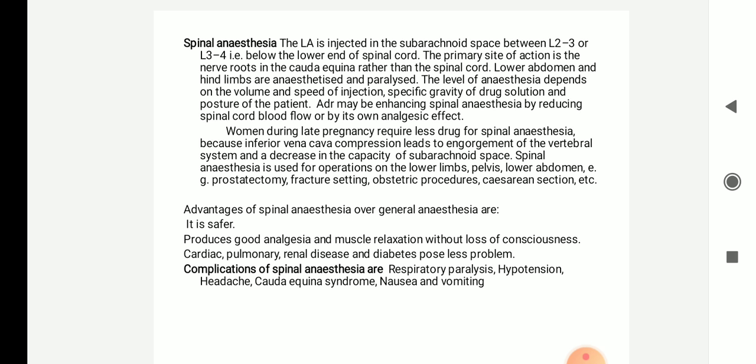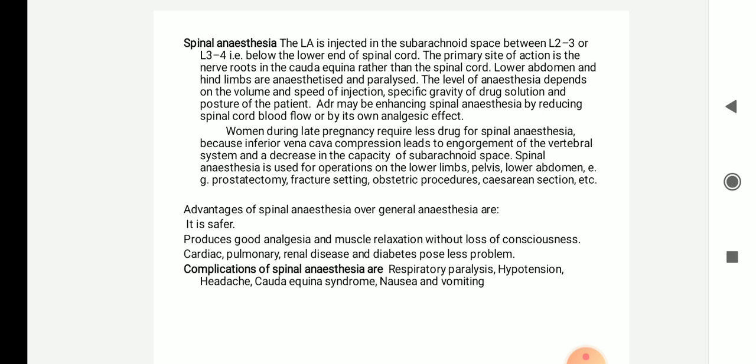Women during late pregnancy require less drug for spinal anesthesia because the inferior vena cava will be compressed, leading to engorgement of the vertebral system and decrease in capacity of the subarachnoid space. Spinal anesthesia is used for operations in the lower limb, pelvis, lower abdomen, prostatectomy and fracture setting, obstetric procedures, cesarean section, etc. Advantages of spinal anesthesia over general anesthesia are: it is safer, it produces good analgesia and muscle relaxation without loss of consciousness. Cardiac, pulmonary, renal disease and diabetes pose less problem.